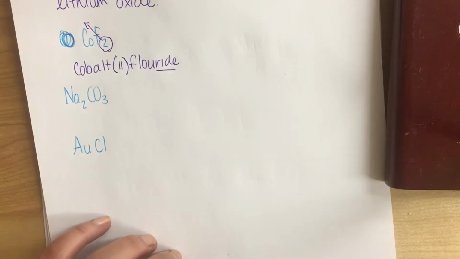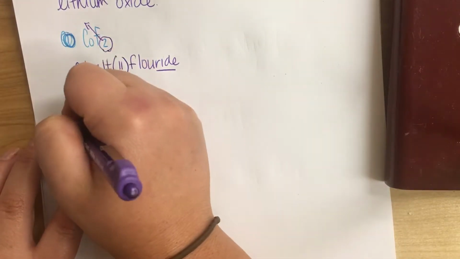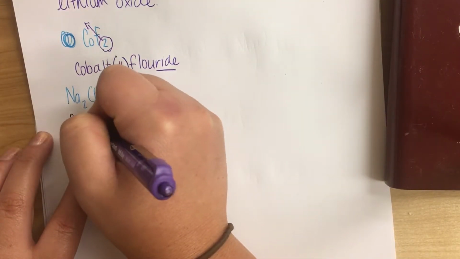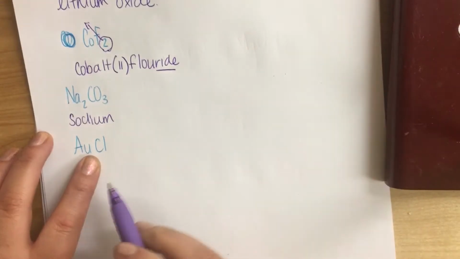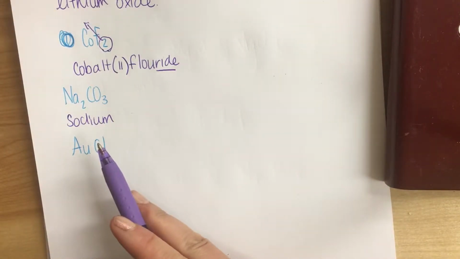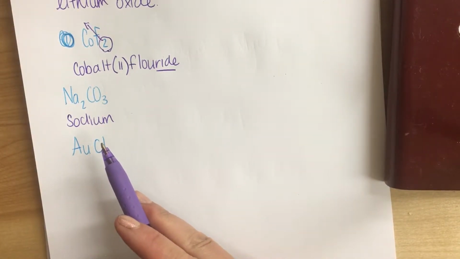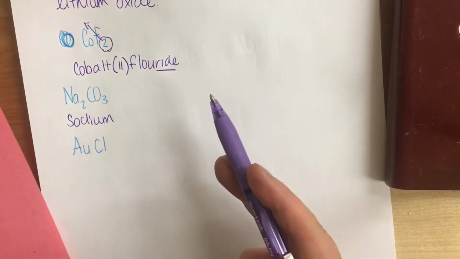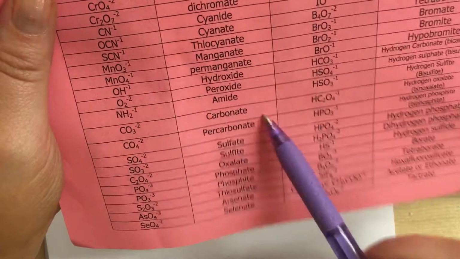Next up, I have sodium. And then I have CO3. Now CO3 is polyatomic. That means we're looking at the polyatomic ion chart. So find CO3 and look up its name. It's carbonate.